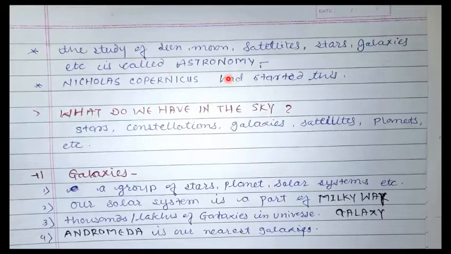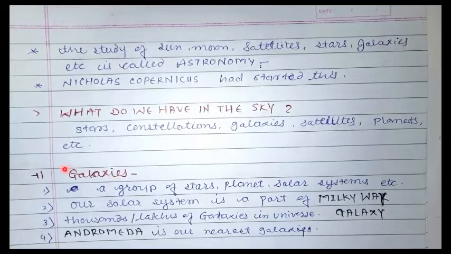Now, the study of the sun, moon, satellites, stars, galaxies, etc. is called astronomy, and Nicholas Copernicus had started this. Therefore, he is the father of astronomy. Now, what do we have in the sky? Stars, constellations, galaxies, satellites, planets, etc. we see in our sky.